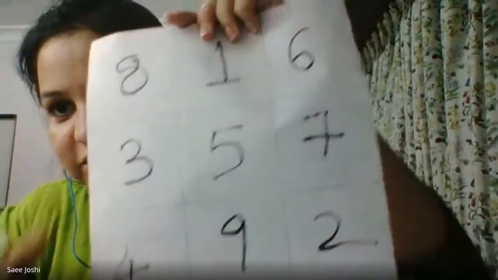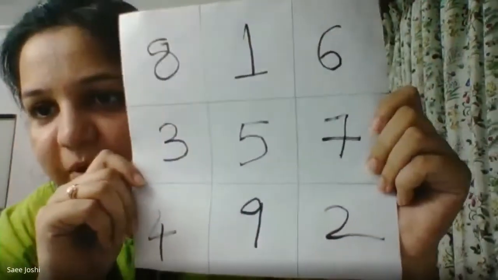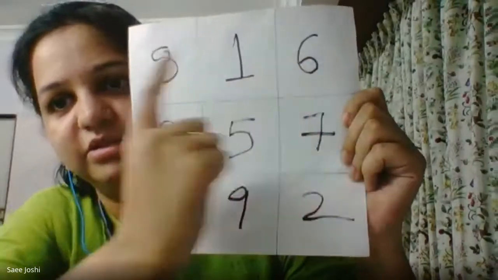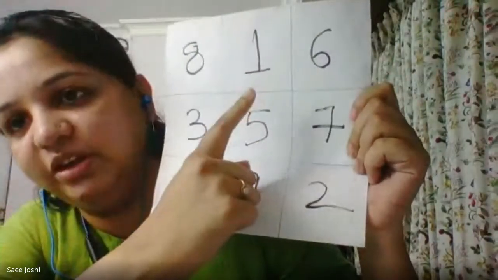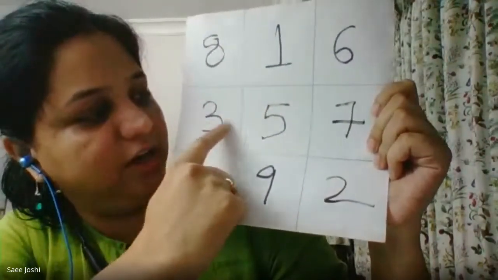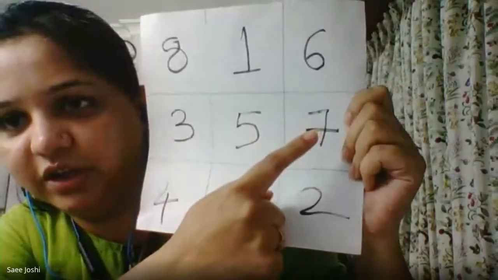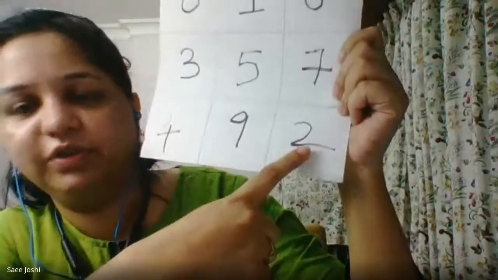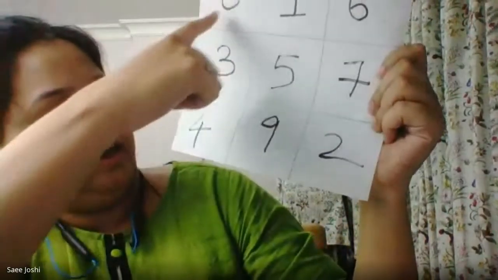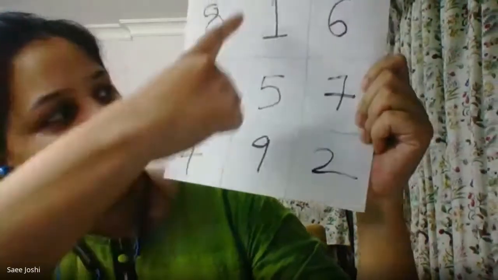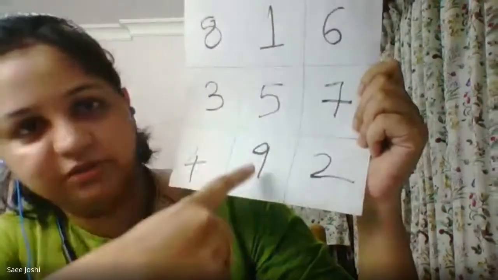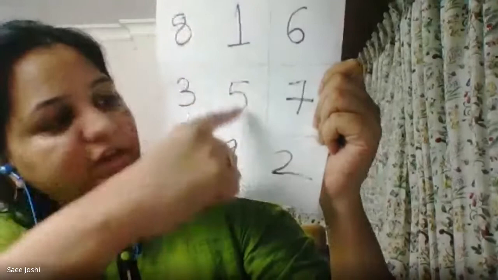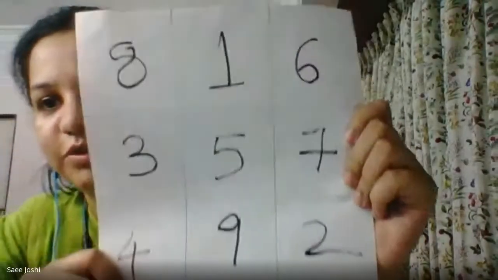Okay. So this is my magic square which is complete. So if I look at the first row, this is 8 plus 1 plus 6. So this total turns out to be 15. Second row, 3 plus 5 plus 7. Total is 15. Third row, 4 plus 9 plus 2, again total is 15. You look at any column, 8 plus 3 plus 4, 15. 1 plus 5 plus 9, this is 15. 6 plus 7 plus 2, this is 15. You look at any diagonal, that sum is also 15.